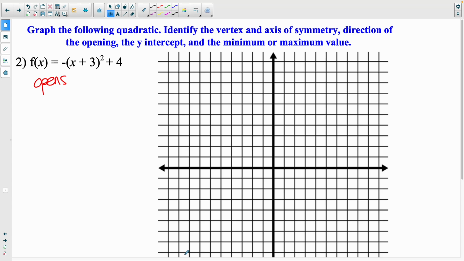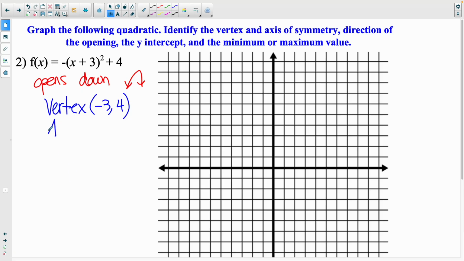All right, so we said number 2 opens down, and that's because there's a negative out front. So we know it's going to look like this, some form of an upside down U. All right, so let's find the vertex. What do we think it is? Good, -3, 4. All right, remember it's always the opposite of what's inside, and then exactly what's outside.